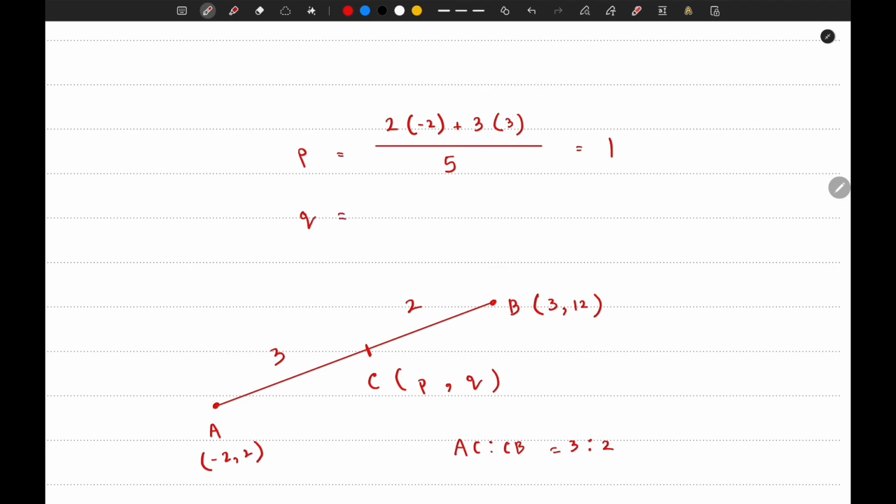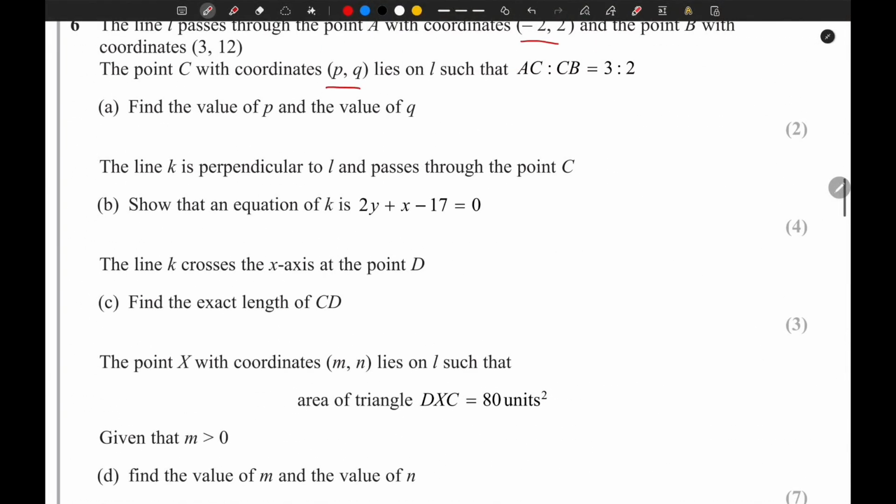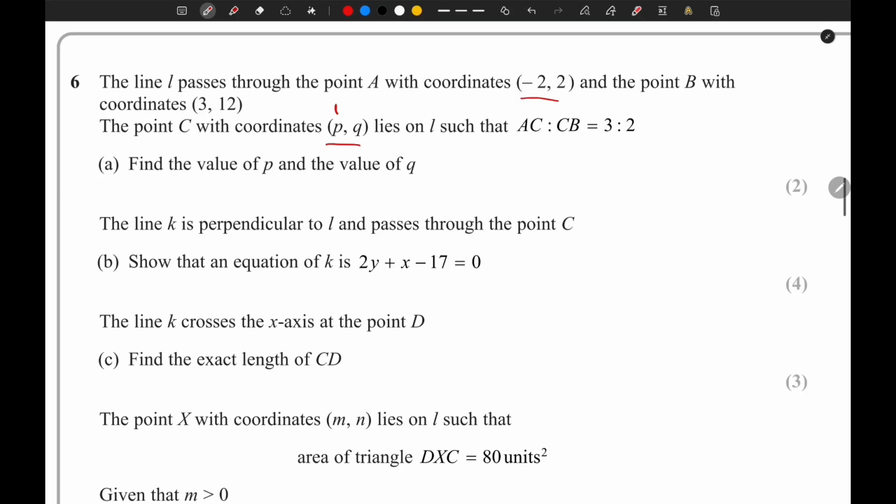Now let's find out the value of Q using the same formula, but instead of the x coordinates, now we will substitute the y coordinates. So that's 2 times 2 plus 3 times 12 divided by 5. So this is equals to 8. So the value of P is 1 and the value of Q is 8.